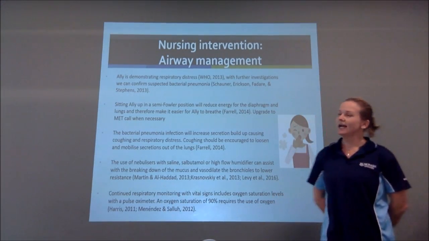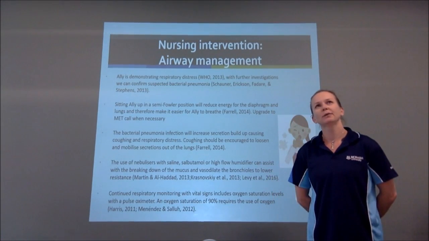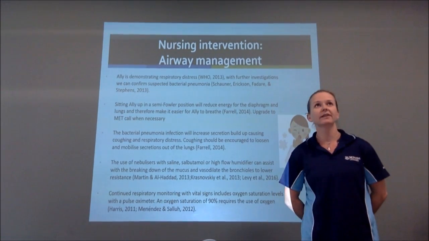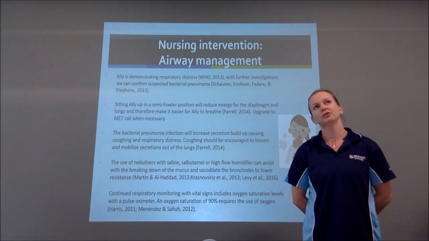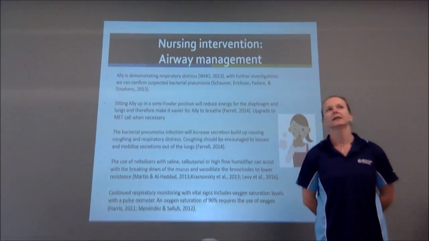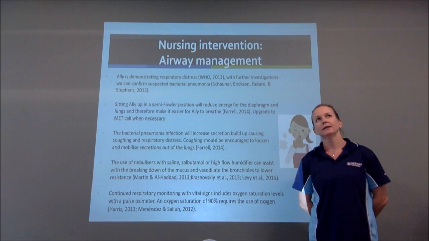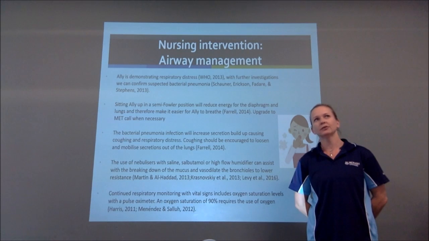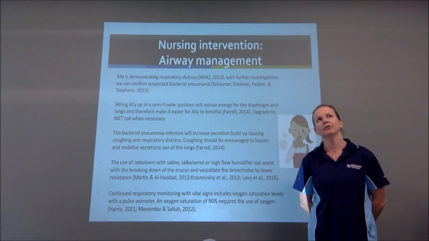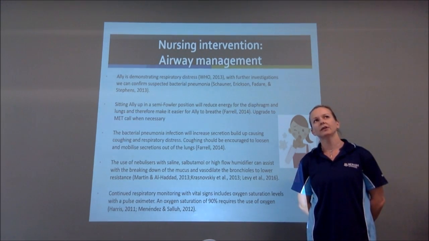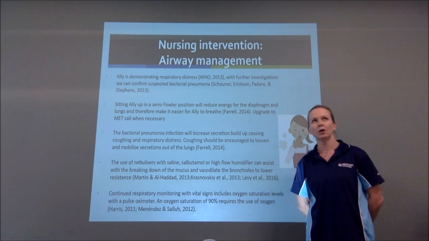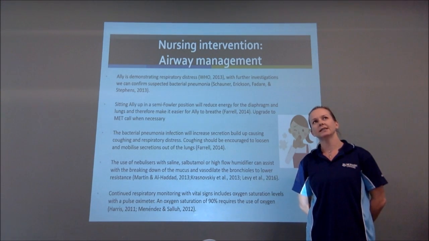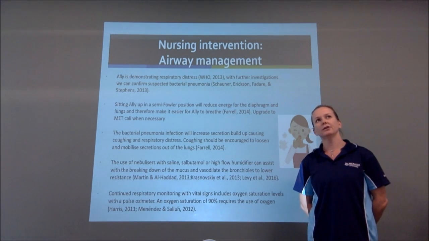Nursing management. Airway management is probably one of the biggest things relating to this. Ellie has a documented respiratory rate of about 30 breaths per minute with nasal flaring and grunting, and her oxygen saturation is around 90% with coughing and mucus buildup. These signs, including her temperature, demonstrate respiratory distress, with further investigations required of chest x-rays, blood and sputum cultures, and they'll confirm suspected bacterial pneumonia.